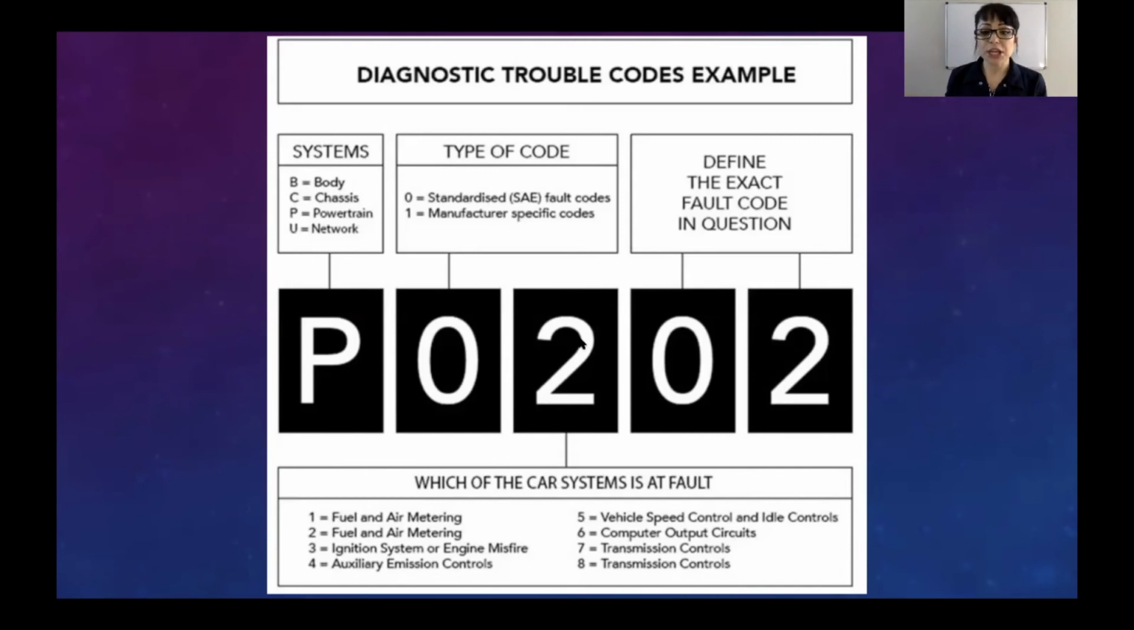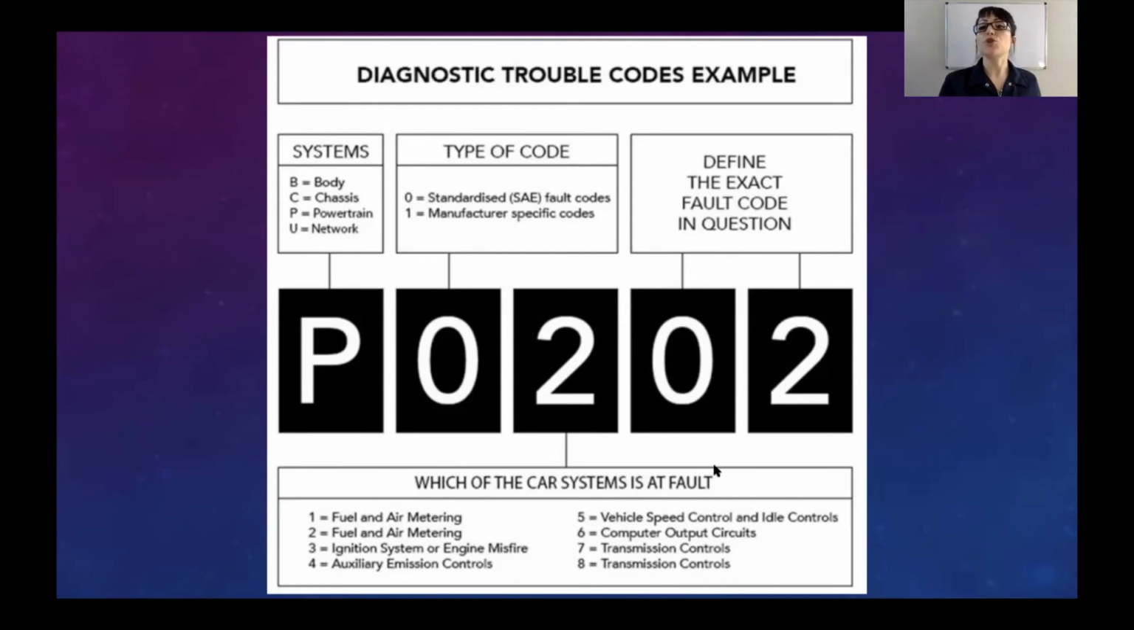The third digit is what system is at fault. So you can see here all these numbers correlate with the system. 1 and 2 are fuel and air metering. 3 is ignition system or engine misfire. 4 is emission controls. 5, we've got vehicle speed control and idle. 6, computer output circuits. 7 and 8 are transmission controls. So it tells you, depending on what number, what system you need to be looking at.